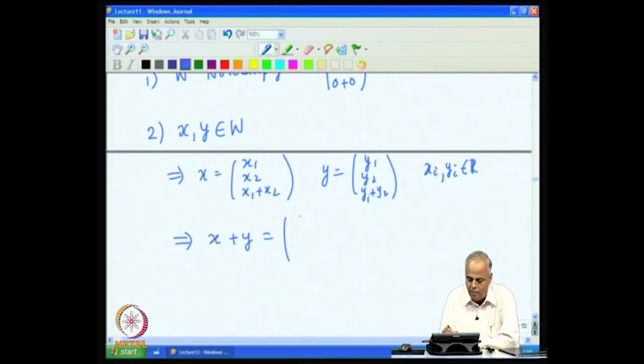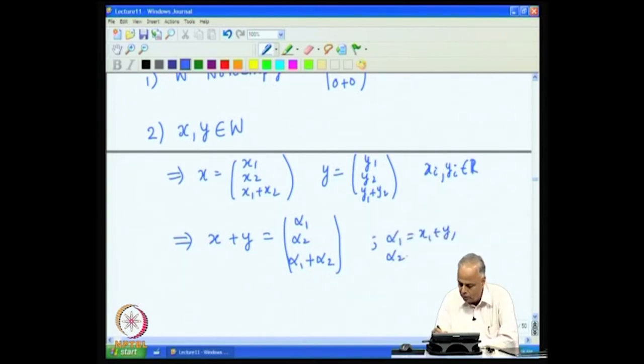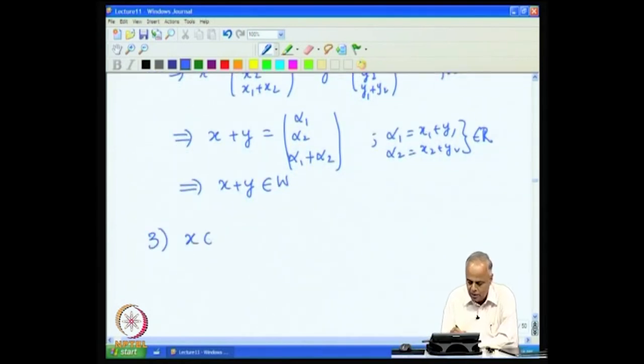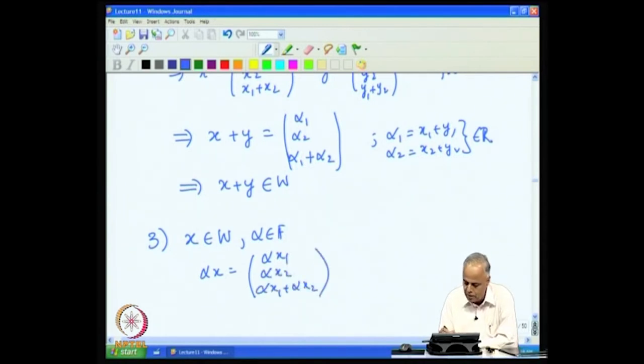x1 plus y1, I will call it alpha 1, x2 plus y2, I call it alpha 2, and then I get x1 plus y1, which is alpha 1, plus x2 plus y2, which is alpha 2. Now, since x1 and y1 are real numbers, x1 plus y1 is a real number, x2 plus y2 is a real number. So, these are all real numbers, and again the third is the sum of the first two. It says x plus y belongs to W. Analogously, we see that if x is in W and alpha is in F, alpha x will be the vector (alpha x1, alpha x2, alpha x1 plus alpha x2), which is again in W.